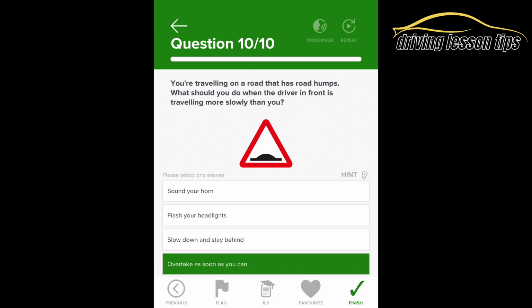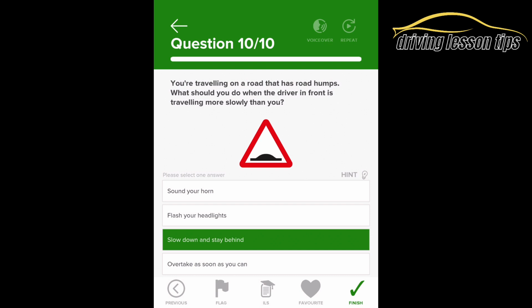Okay, so the safest thing to do, if the driver in front of you is traveling much more slowly than you are, would be to slow down and stay behind him. They might be driving slowly because of something in front of them you can't see, like there may be a cyclist in front of him. That driver in front of you might not be able to take the vehicle in front of him. So the safest option, slow down and stay behind.